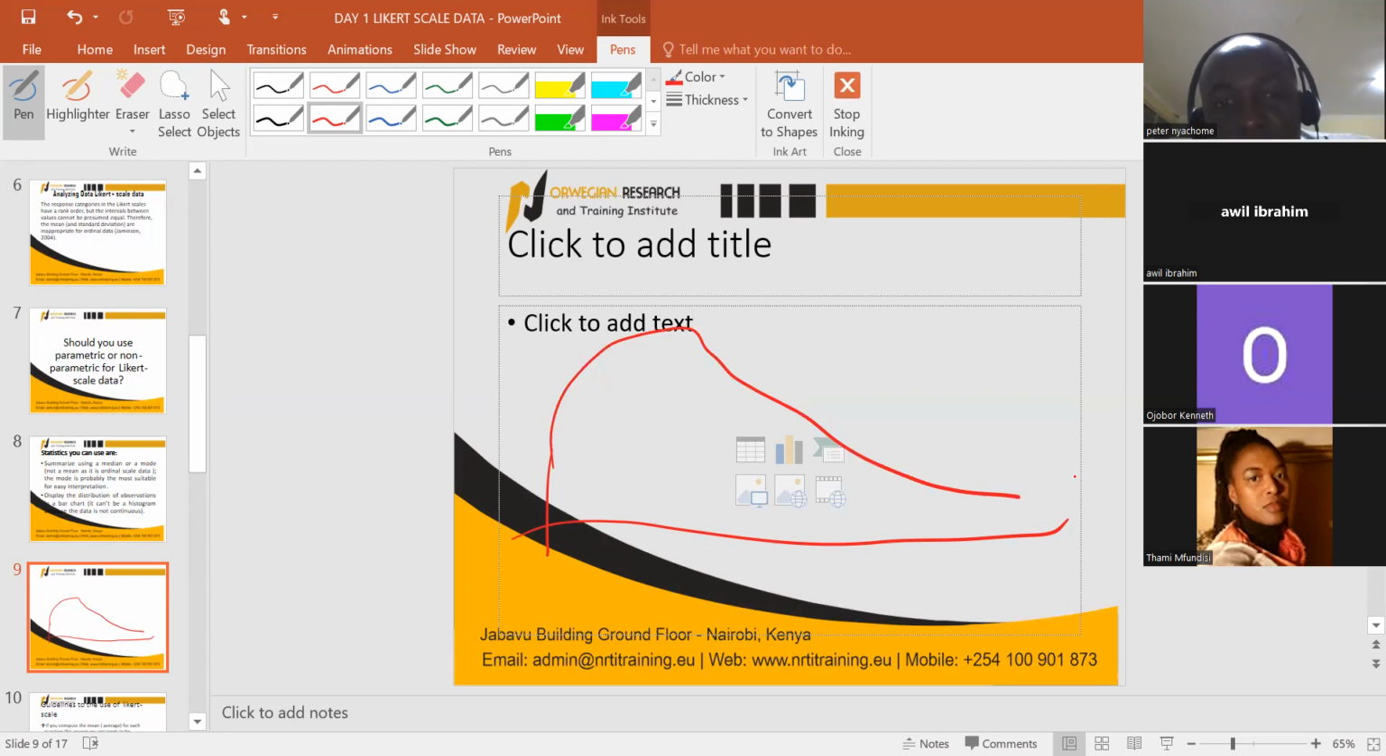And remember, on the number line, we start from 1, and then we go up to 5. So this is 2, this is 3, this is 4. So we expected a concentration. If it is concentrated towards 2 and 1, it simply means they strongly disagree with the sentiment. So it is skewed. And this is the phenomenon you expect in most instances when you conduct a Likert scale response.